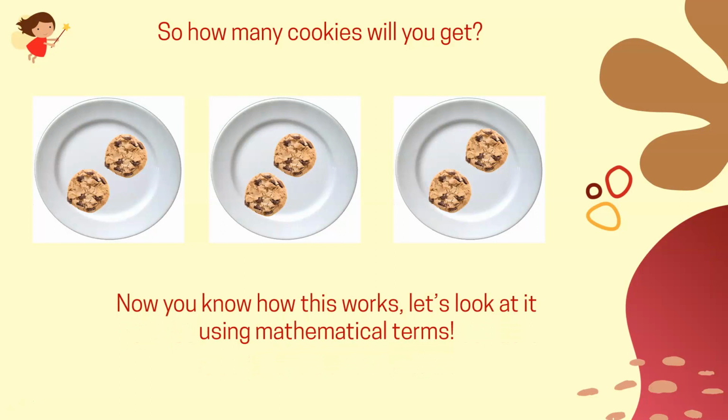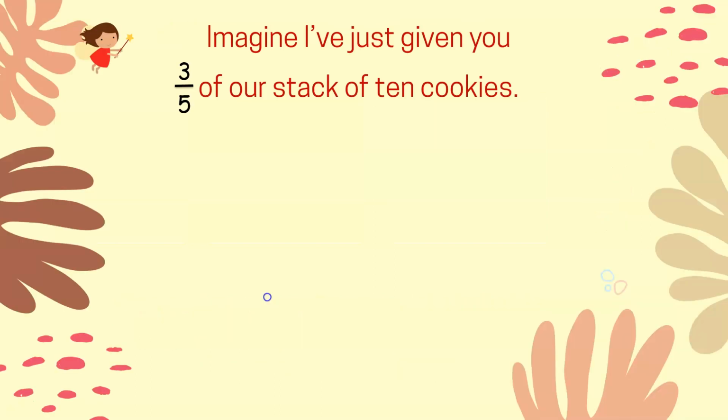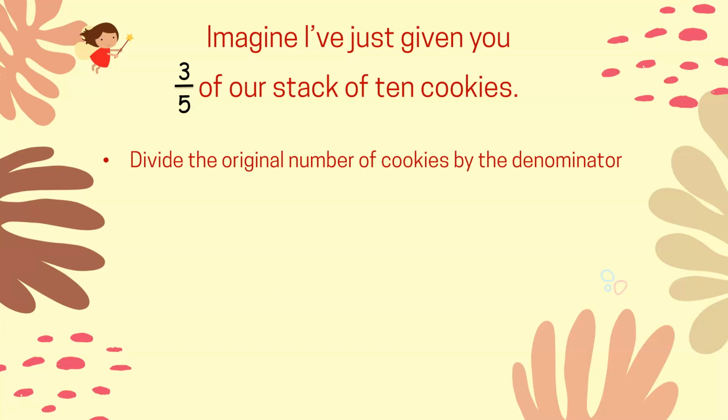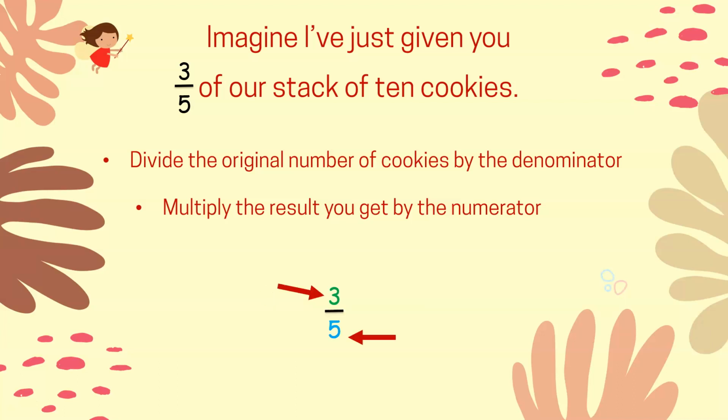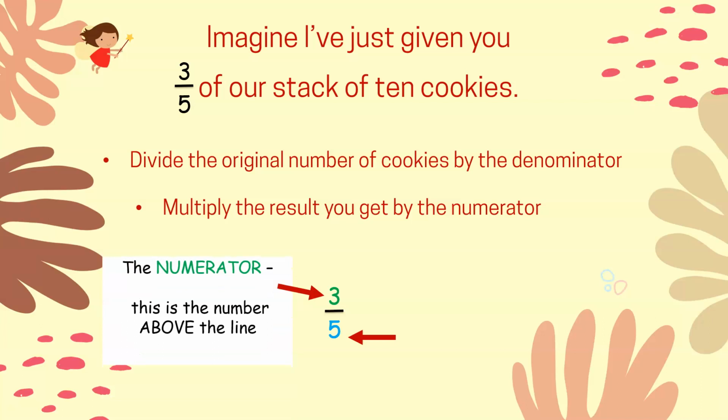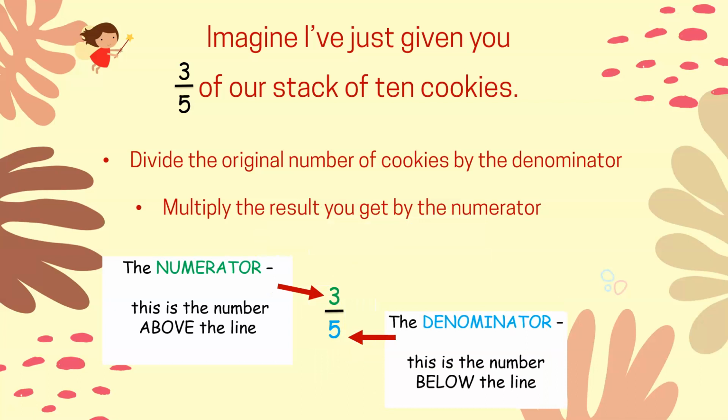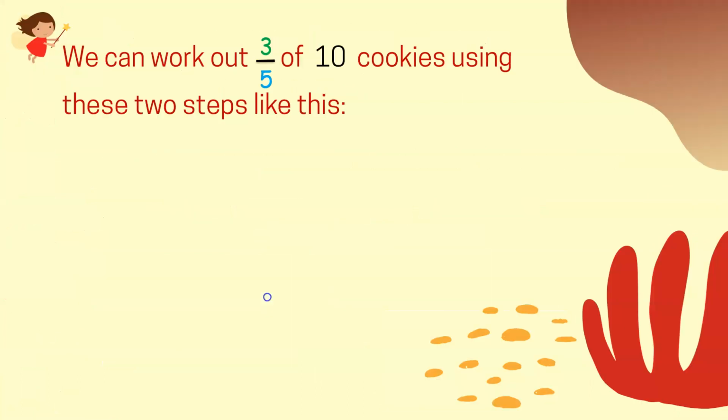Now you know how this works, let's look at it using mathematical terms. Imagine I've just given you 3/5 of our stack of 10 cookies. We have a 2-step process. The first step is we divide the original number of cookies by the denominator. Taking the result from that calculation, we multiply it by the numerator. Remember, the numerator is the number above the line, and the denominator is the one below the line. Don't worry, we'll go through this again.